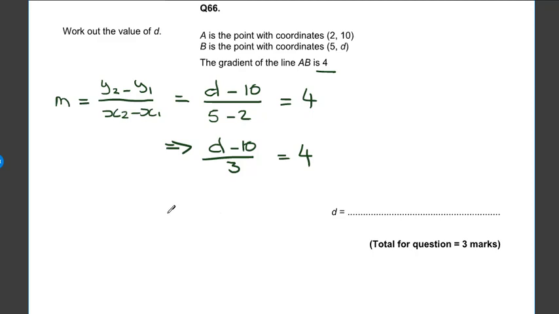Here we go. Dividing by 3. To get rid of divide by 3, we multiply by 3. We've done this a trillion times. 3 times 4 is 12. What number divided by 3 is 4? 12. We know this is 12, and we know this is 22. D equals, bring over the minus 10, it becomes plus 10, 22.